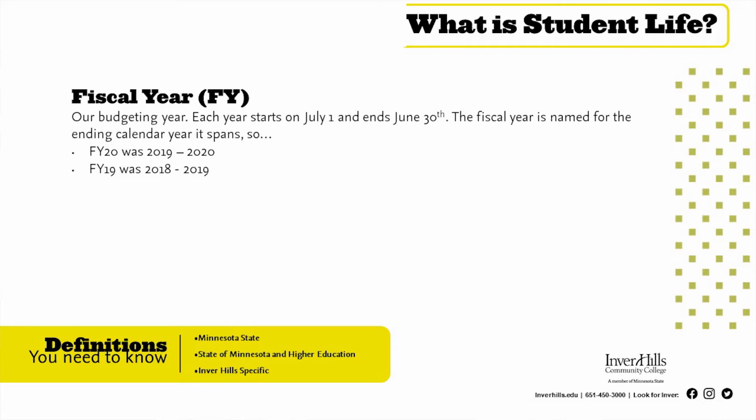Fiscal year, or FY. FY is often what you're going to hear it referred to. FY is the way that we refer to our budgeting years. So it really closely mirrors academic year. It's not exact, but it's very similar. And what that means is that every year in July our budgets are closed down, and then July 1st we start a new budgeting year.